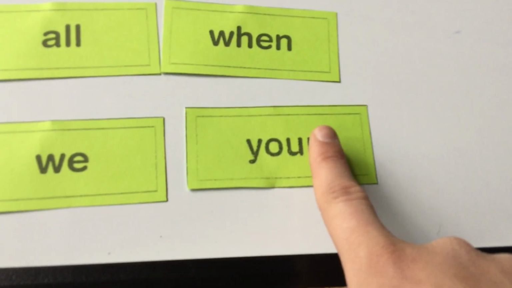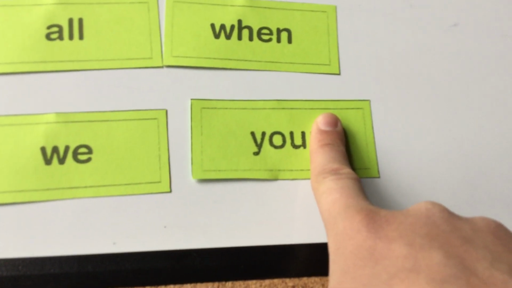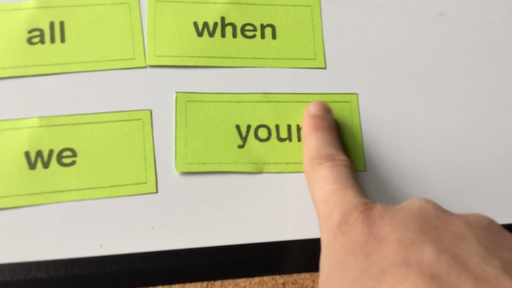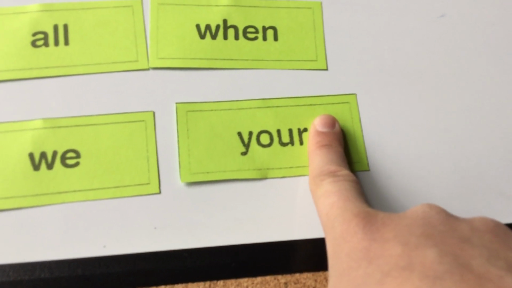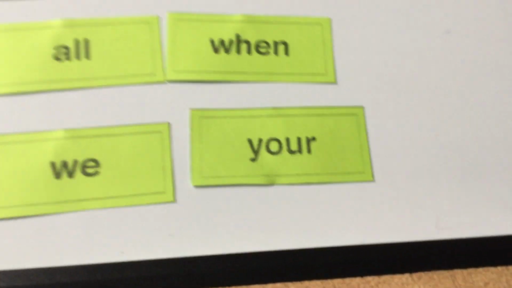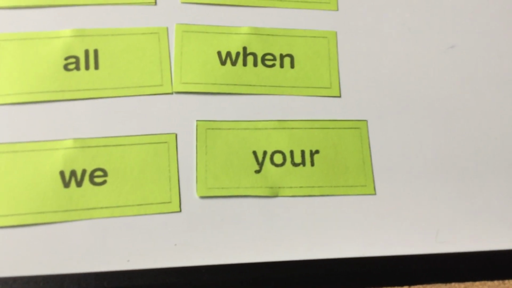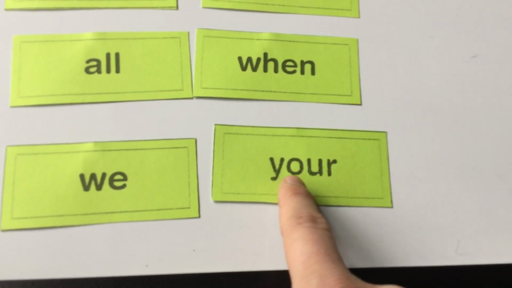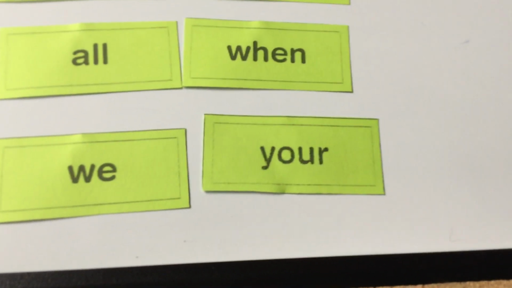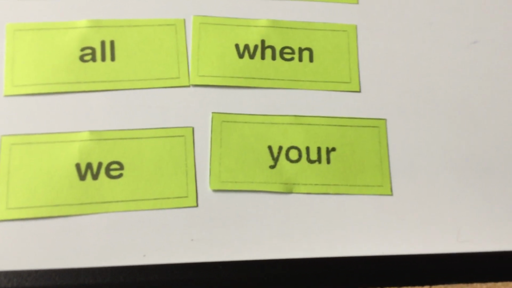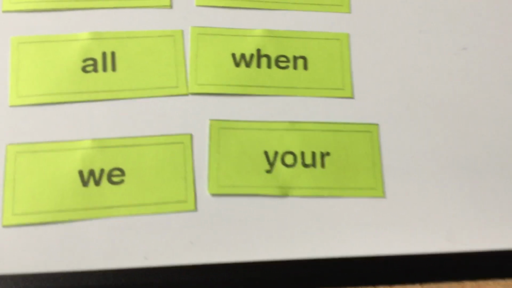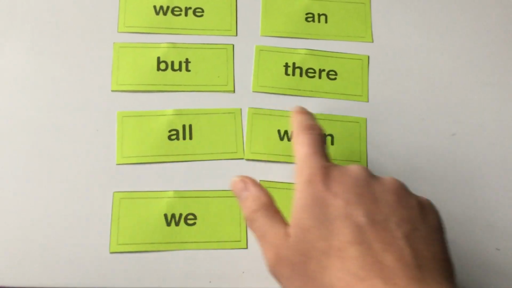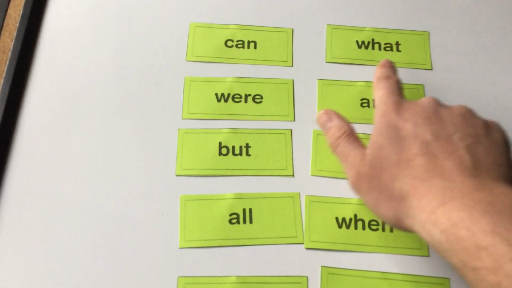Last one. Ooh, let's cover that up. Anyone know what rainbow sight word that is? If you said you, you got it. Okay? But now, if I add an R at the end, what sound does Reggie Rooster say? So it's you, word is your. Tricky word, I know. No one said this was easy, but that's why we're learning. Your, we, all, when, there, but, were, and, what, can.